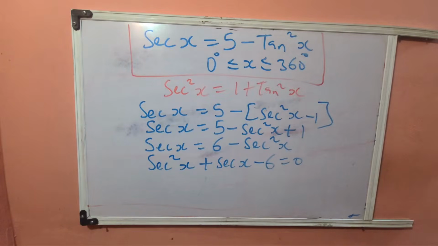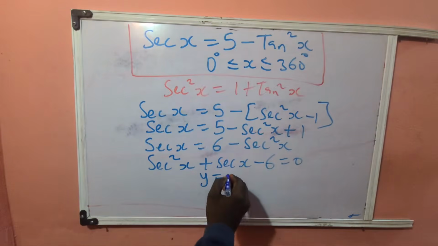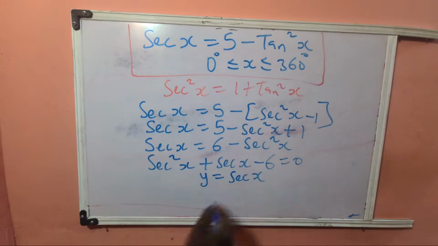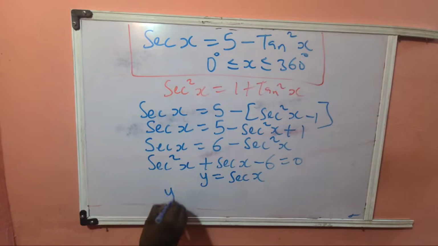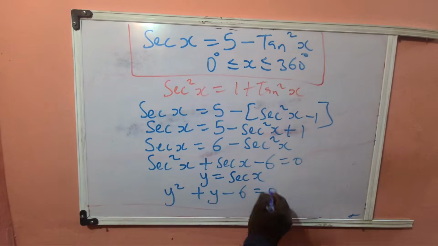So we're looking for... we can decide to make x as, maybe we'll use y now. Let y be equal to sec x. So what we can have here is y squared plus y minus 6 equals 0. So this is a quadratic equation already.